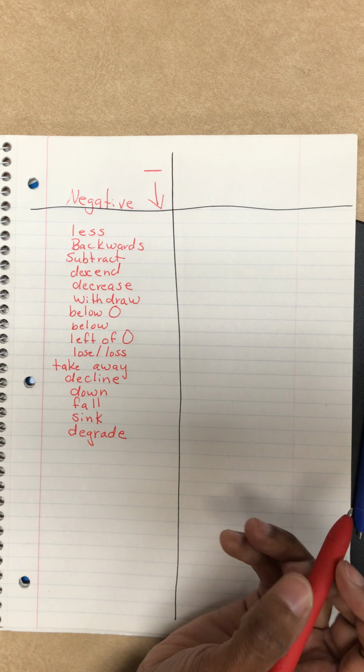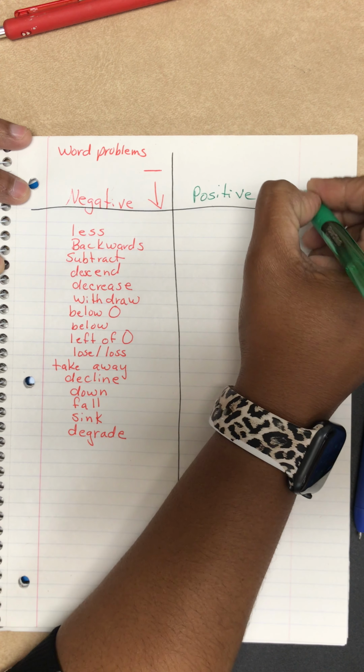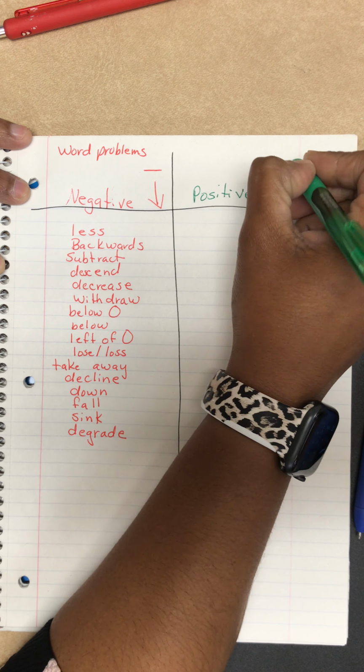So let's talk about positive. I like to use green for positive. This really pretty much means you might have some money. So that's going to be going up and plus. More indicates the positive side. Forward. Add. Ascend. Increase. Deposit.